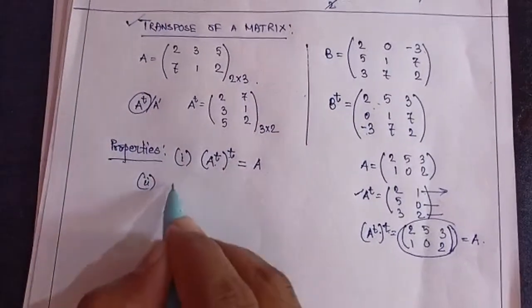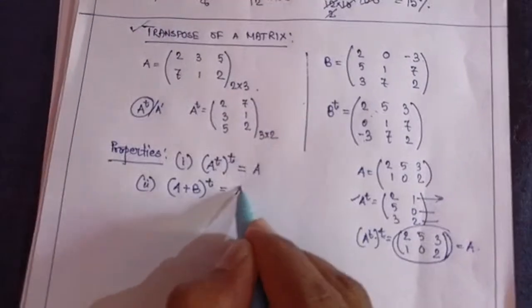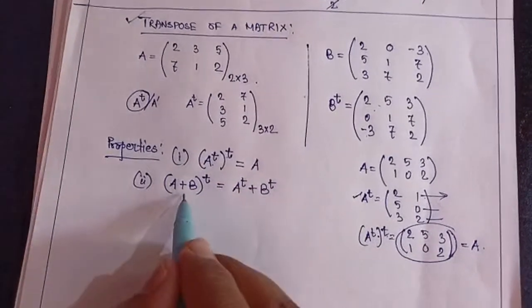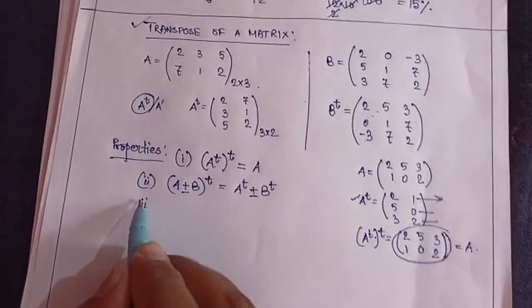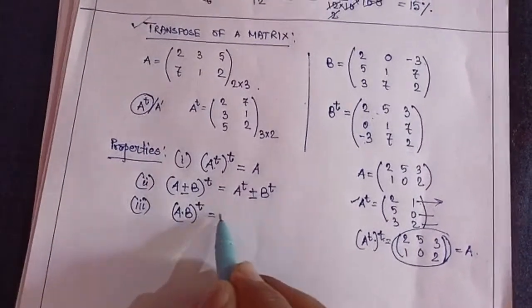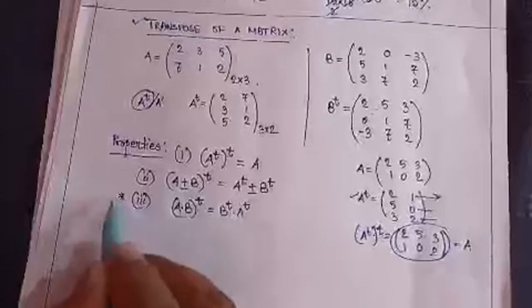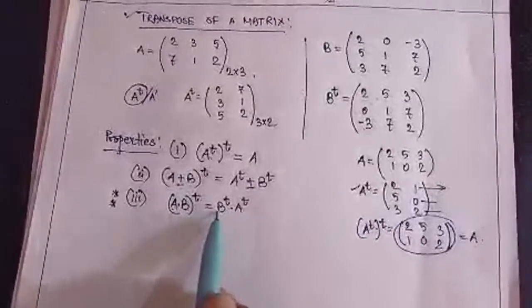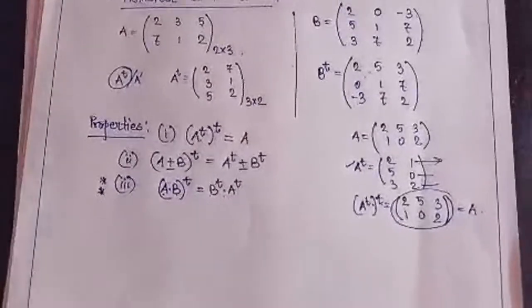The second property is A plus B whole transpose equals A transpose plus B transpose. We can distribute the transpose directly. If there is minus, then minus also will work. But the problem is with the third property, that A into B whole transpose equals B transpose into A transpose. This is the important property. Most of the students make a mistake here. A into B whole transpose equals B transpose into A transpose. It will be reversed. Understood? So this is the third property.